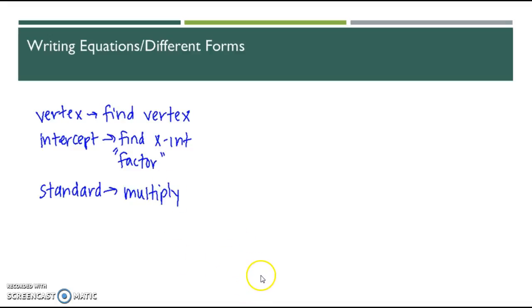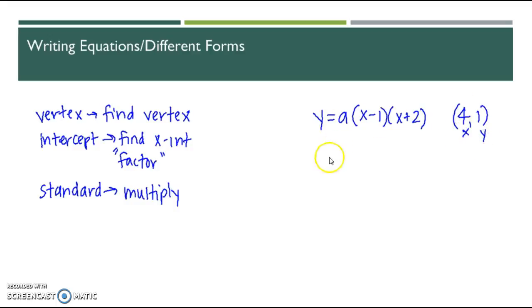We also talked about writing equations, right? It's similar to the slope-intercept form we looked at, where you find everything except one value. In our case, we can't find a until we plug in x and y. So for example, if I know that I figured everything out and I got as far as a times x minus 1 times x plus 2, and I know that this information goes to the point 4, 1. Well, I can take my x, take my y, and plug it in.